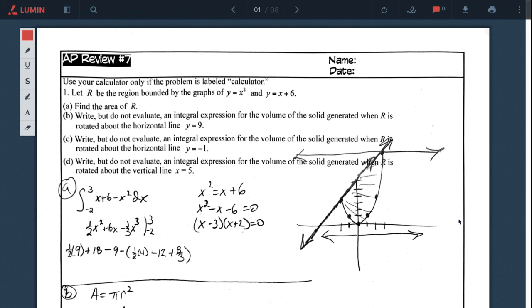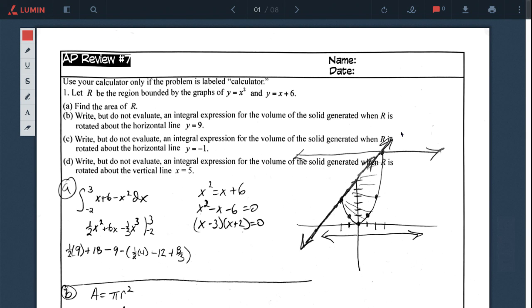All right, answers to AP test review number 7. Number 1, let R be the region bounded by the graphs of y equals x squared and y equals x plus 6. So we went ahead and graphed that over here. Pretty basic graphs to graph, so we did that.